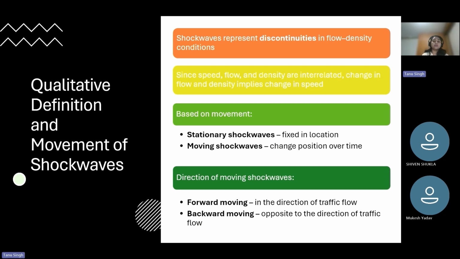Based upon the movement, whether the shock wave is stationary or moving, we can divide shock waves into two types. The first one is stationary. When the shock wave is fixed in a location, we call it a stationary shock wave, and if it changes position over time, then we call it a moving shock wave. For a moving shock wave, the direction of movement is defined with respect to the direction of traffic flow. If the shock wave moves in the same direction as traffic flow, it is called forward moving. And if it moves in the opposite direction of the traffic, it is called a backward moving shock wave.